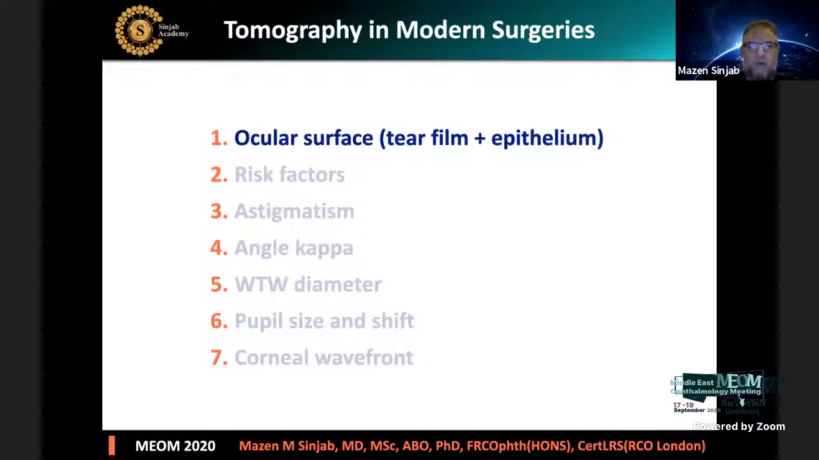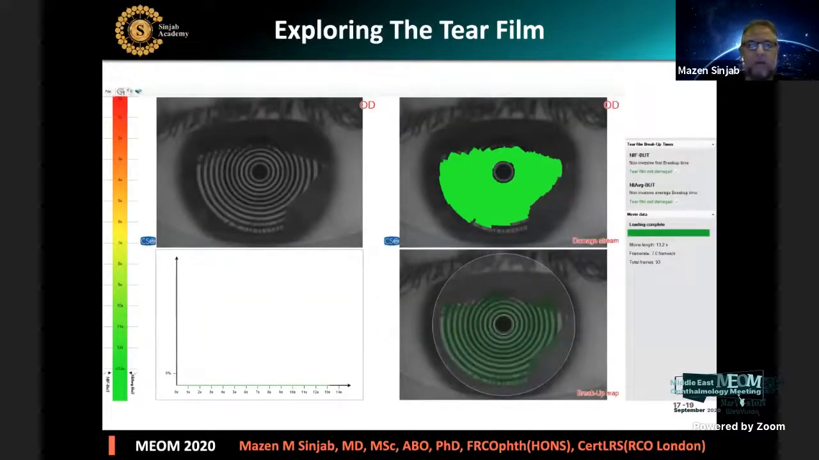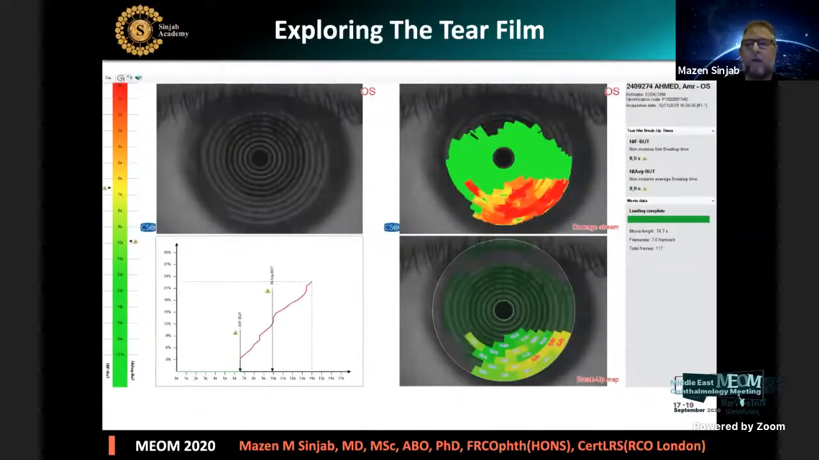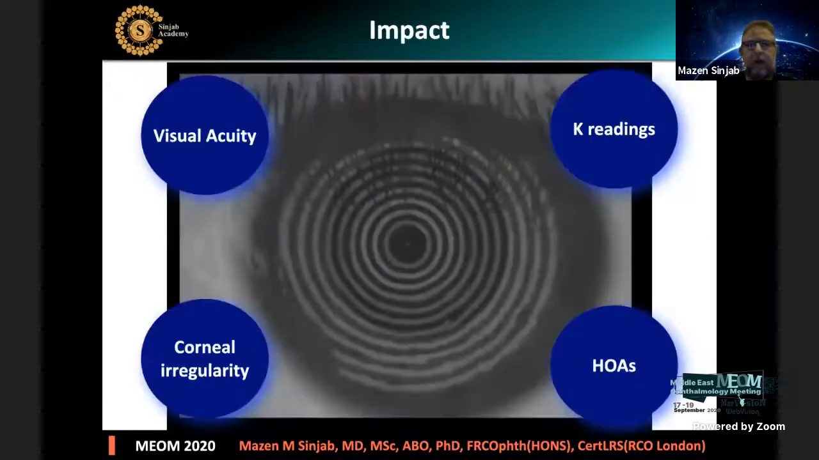For the ocular surface, of course, measuring the non-invasive tear film breakup time is very important, as Dr. Rohit mentioned, because whenever the tear film breakup time is abnormal, this will affect not only the laser-based refractive surgery, but also the results of premium lens implantation in both lens-based refractive surgery and modern cataract surgery. Why is that? Because dry eye affects visual acuity, it affects the accuracy of K readings, it causes corneal irregularities, and it induces high-order aberrations.